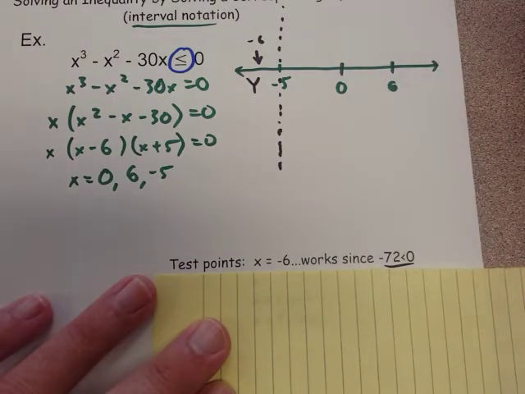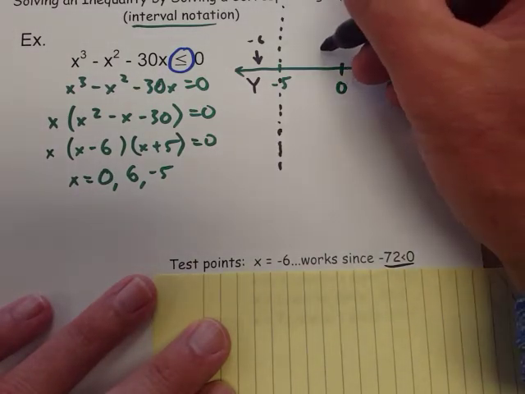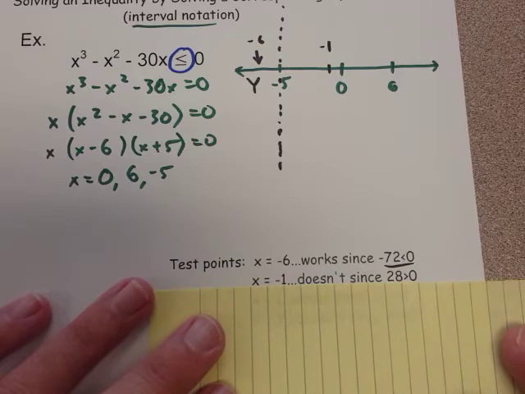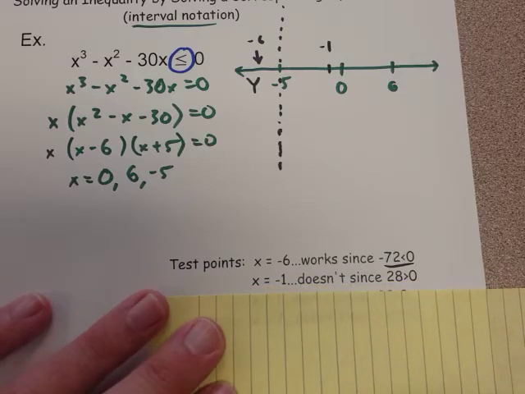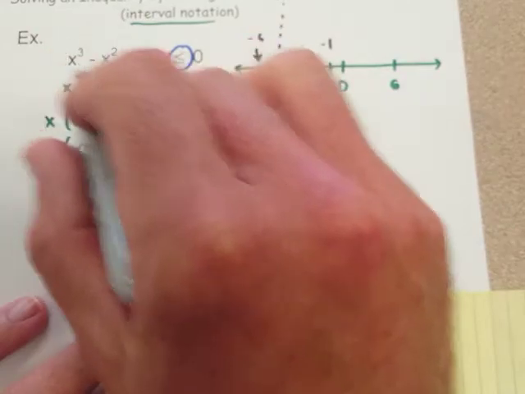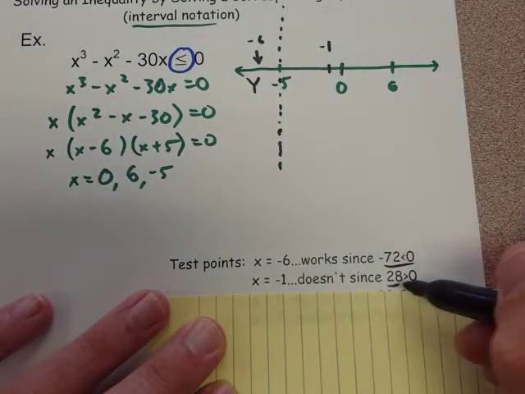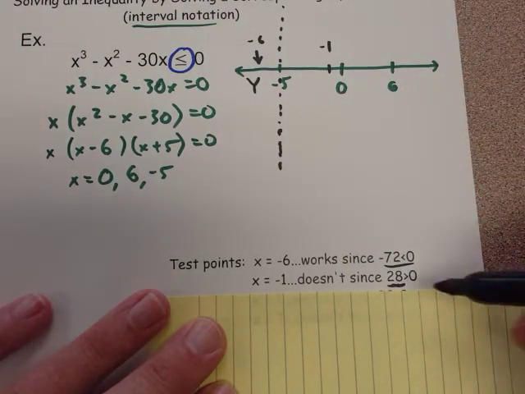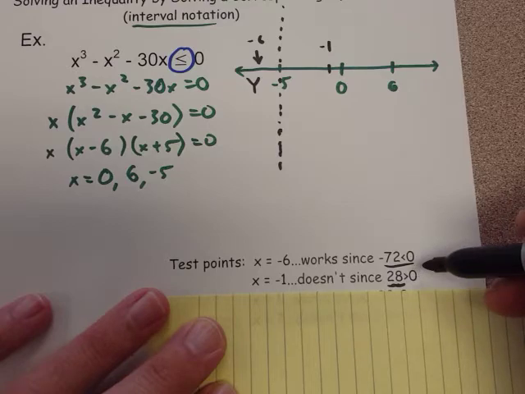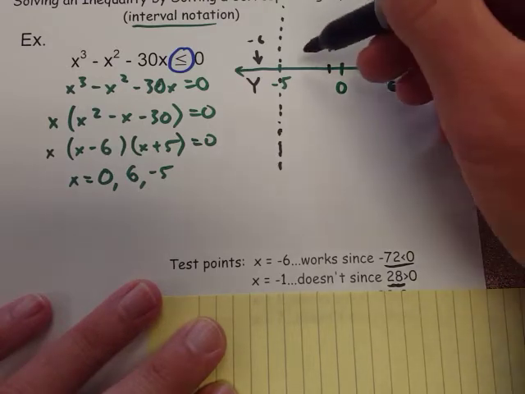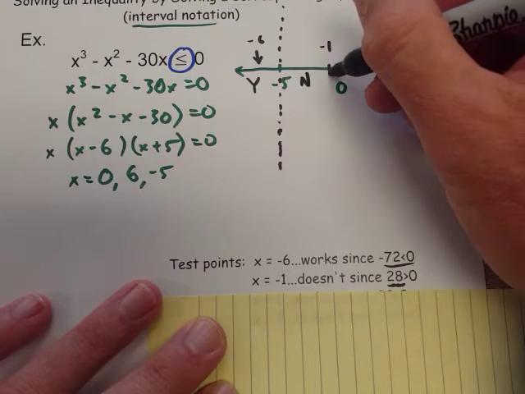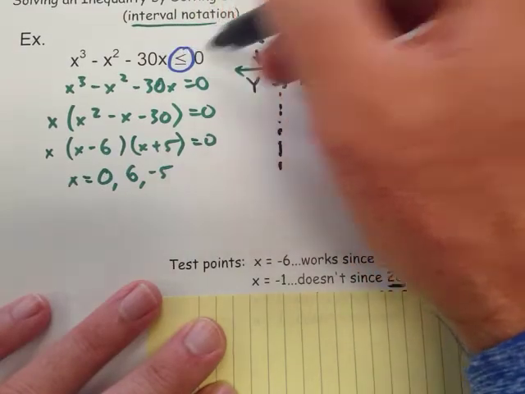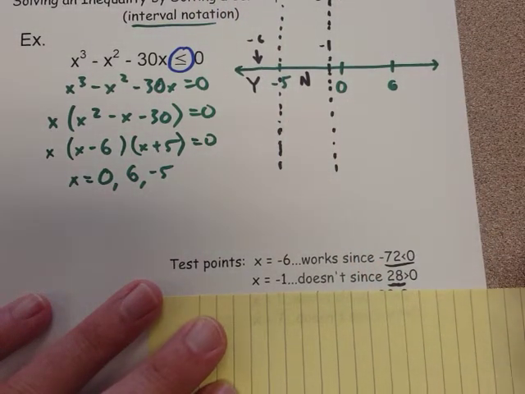Then I'm going to go to a point in here. Now I'm going to pick the easiest test point possible, so I'm going to pick negative 1 just because that's the smallest number to work with. And so down here you'll notice I picked negative 1. Now if I plug negative 1 into this formula, what ends up happening is I get 28. And since 28 is actually greater than 0, then it doesn't work in this interval. This interval is a no. It doesn't satisfy my inequality of being less than or equal to 0, because 28 is not less than or equal to 0.